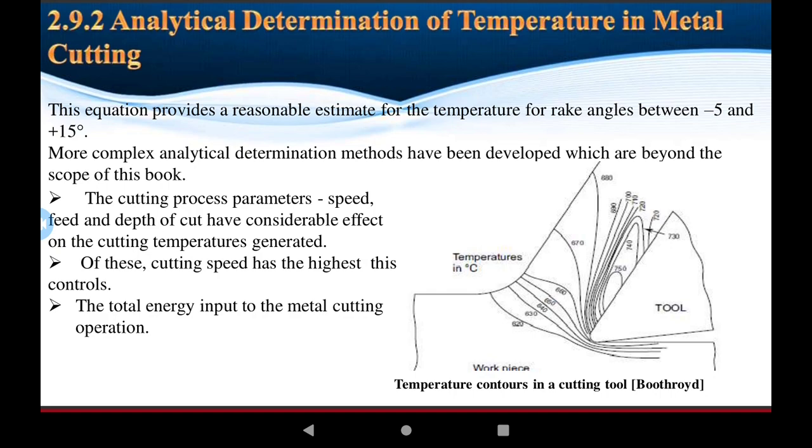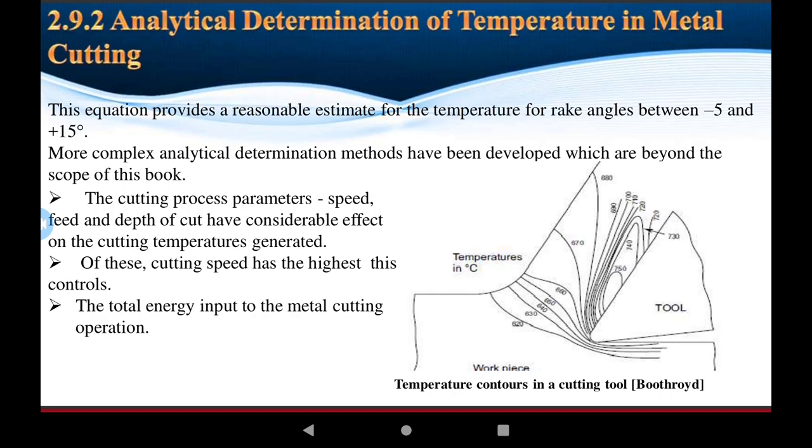Analytical determination of the temperature in metal cutting. This equation provides a reasonable estimate of the temperature for rake angles between -5 and positive 15 degrees. More complex analytical methods have been developed for the temperature at the tool and workpiece interface.